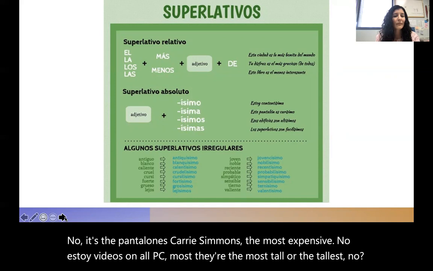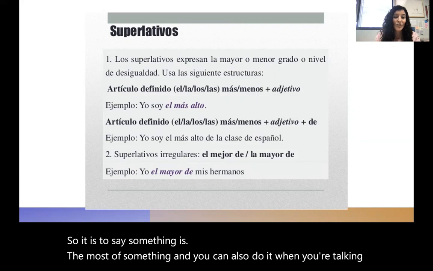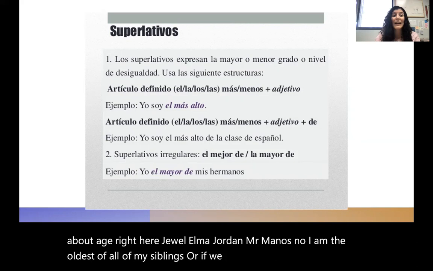So it is to say something is the most of something. And you can also do it when you're talking about age. Here, yo soy el mayor de mis hermanos. I am the oldest of all of my siblings. Or if we say el menor, I am the youngest.